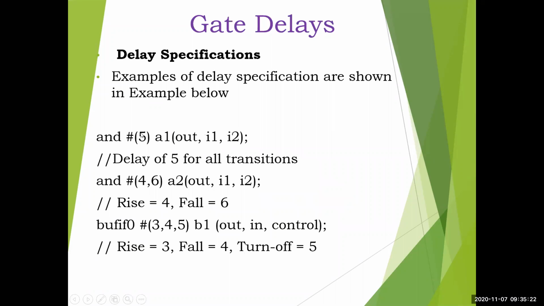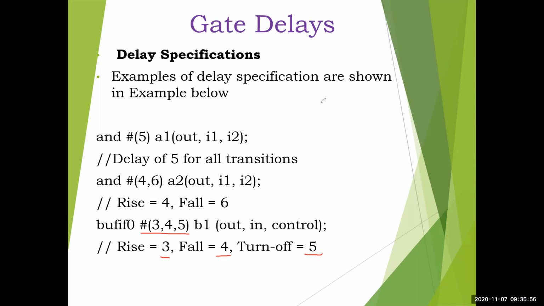Here delay time 5 we have used, meaning a delay of 5 will be used for rise delay, fall delay, as well as turn off delay. Then 4 comma 6 we have written, meaning rise delay is 4, fall delay is 6, and the minimum of the 2 is 4, which will be considered for turn off delay; I have not mentioned it here. Then for bufif0, 3 4 5 is written, meaning 3 for rise, fall delay is 4, and turn off delay 5.